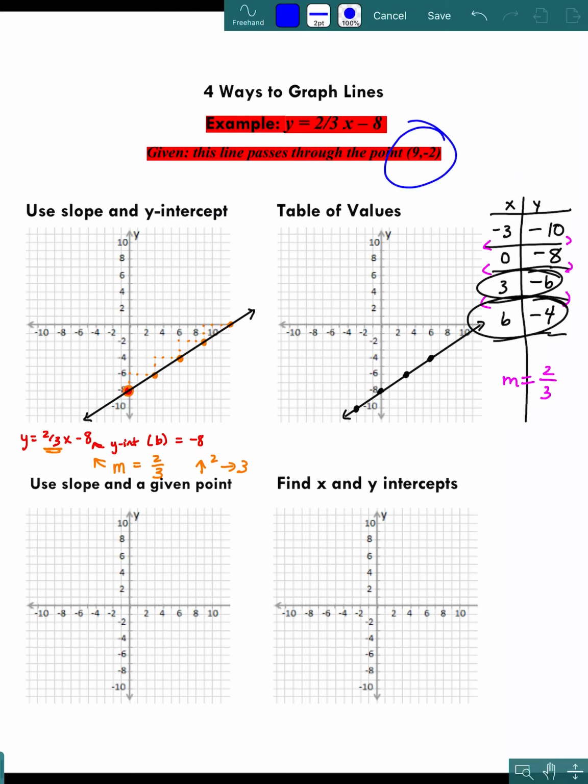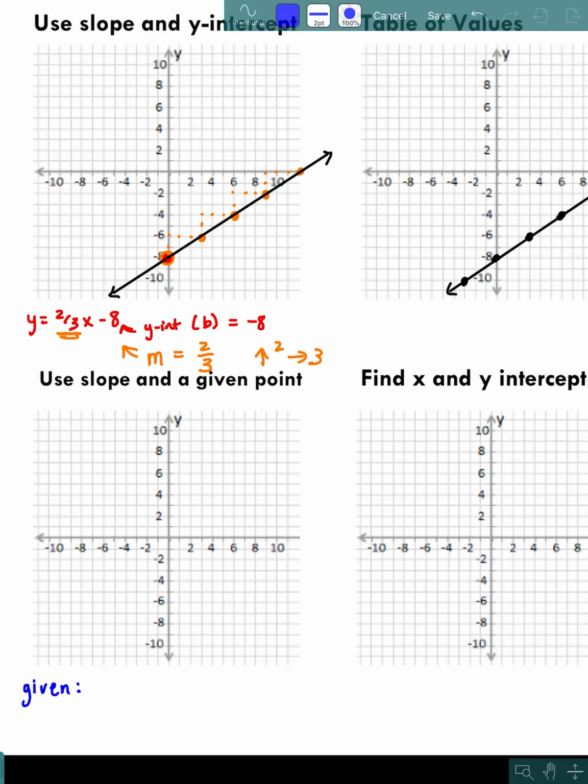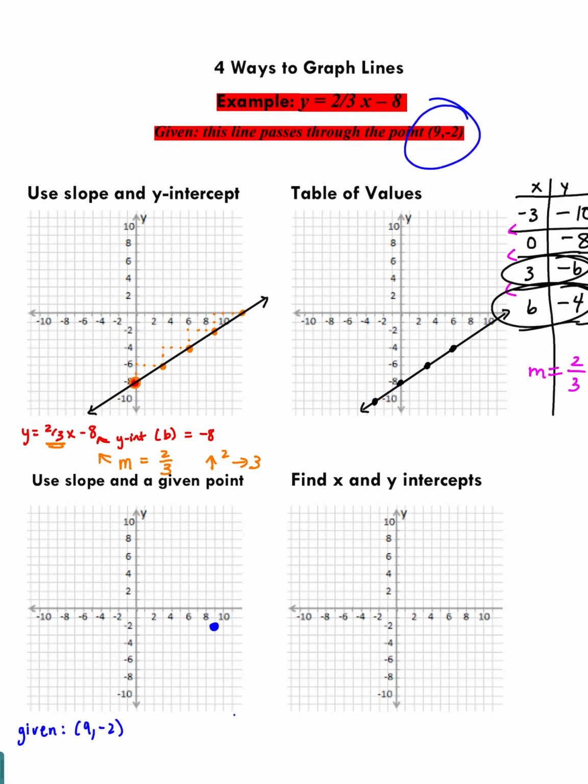So in this example, they told us that the line is going to go through 9 and -2. So we have the point. How about I spell correctly? That'd be helpful. Given 9 and -2 was that point. So we're going to go over 9 to the right and down 2. We know that's a point on our graph.